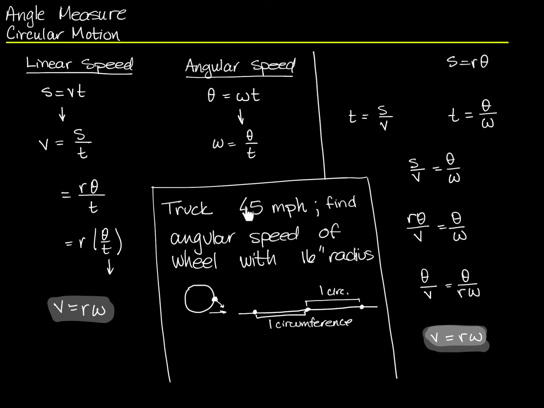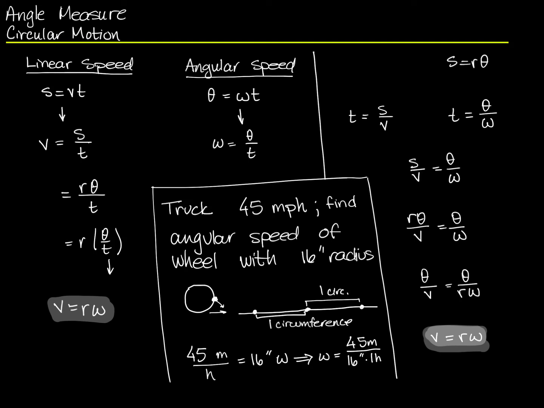So here's our linear measurement. Our linear speed is 45 miles per hour. That's my v, 45. And I'll go ahead and write it as miles per hour. And I know that that's equal to radius times omega. Well, radius was 16 inches, and omega is what I'm looking for, the angular speed, rather. So to get omega by itself, I need to divide both sides by 16 inches. I get omega equals 45 miles divided by 16 inches times 1 hour.